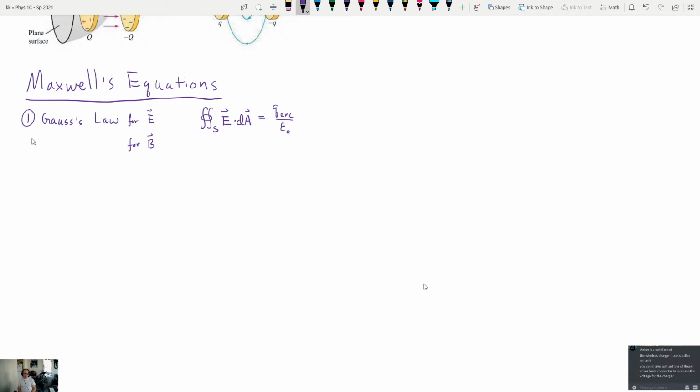And that one states, this is number 2, that if you perform the exact same operation, but instead of using an electric field, you use a magnetic field, because you do not have magnetic charges, there's no such thing as a single magnetic charge, which would be an isolated north pole or an isolated south pole, this one's equal to 0.